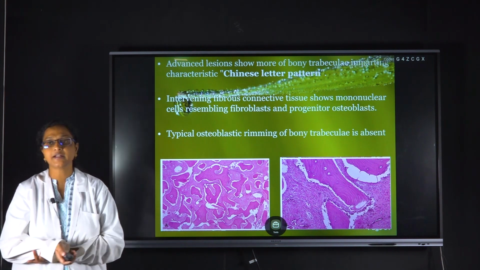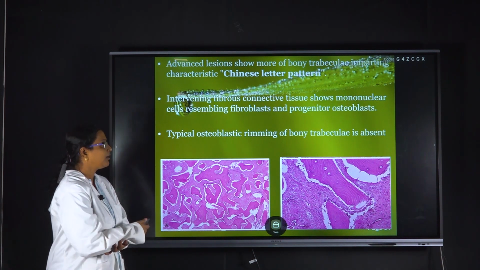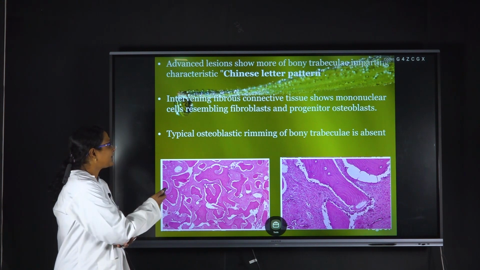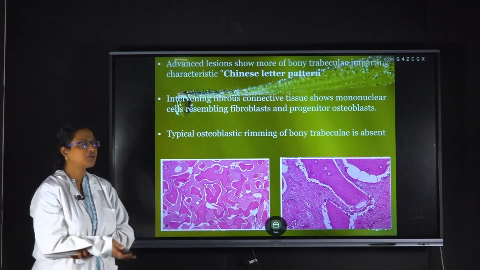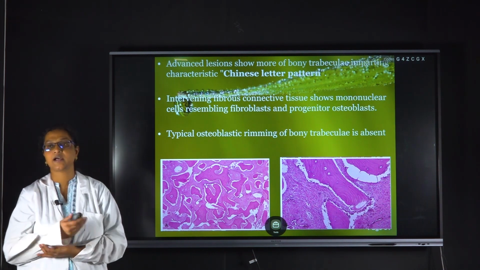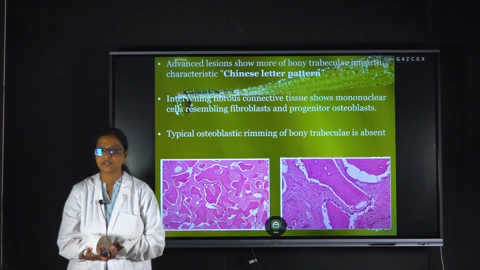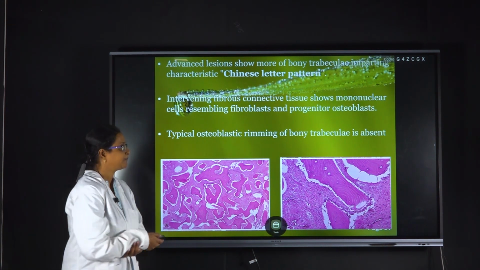The intervening fibrous connective tissue shows mononuclear cells which resemble fibroblasts and progenitor osteoblasts. Typically, osteoblastic rimming of the bony trabeculae is absent in fibrous dysplasia, which is in contrast with ossifying fibroma, where we usually see osteoblastic rimming of the bony trabeculae.